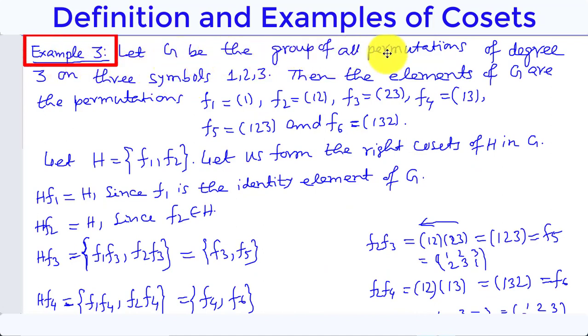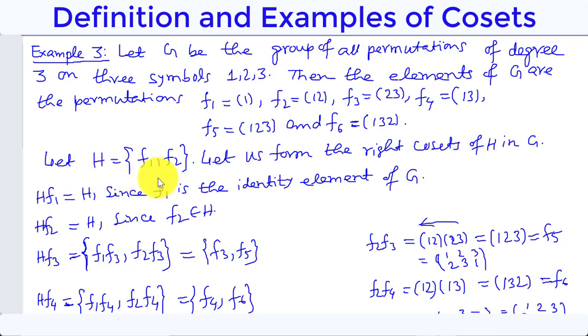Example 3. Let G be the group of all permutations of degree 3 on 3 symbols 1, 2, 3. That is, G is the group of all one-one onto functions on 3 symbols 1, 2, 3. Then the elements of G are the permutations f1 is equal to 1, that is the identity function, f2 is equal to (1 2), that is the image of 1 is 2, the image of 2 is 1 and the image of 3 is 3. f3 is equal to (2 3), that is 2 goes to 3, 3 goes to 2, 1 goes to 1. f4 is equal to (1 3), f5 is equal to (1 2 3) and f6 is the permutation (1 3 2).